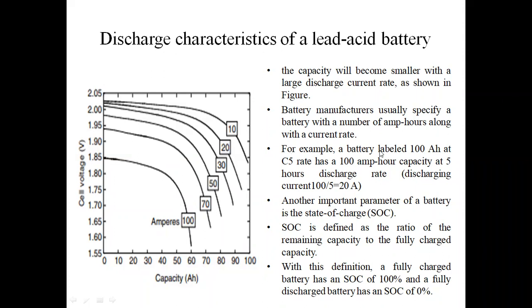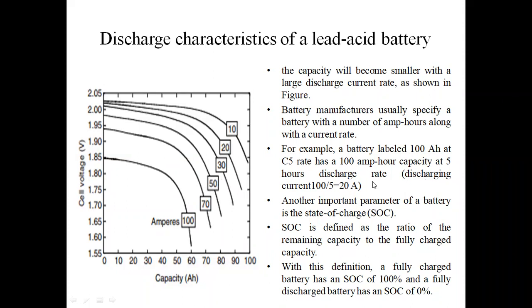For example, a battery labeled 100 amperes at the C5 rate. 100 amperes means the battery capacity is 100 ampere hour. Capacity is here 5 hours discharging time. The formula is discharging current: 100 by 5 means 20 amperes. The battery capacity is 20 amperes.